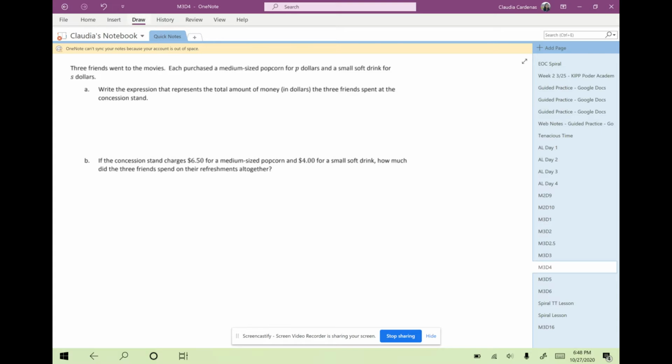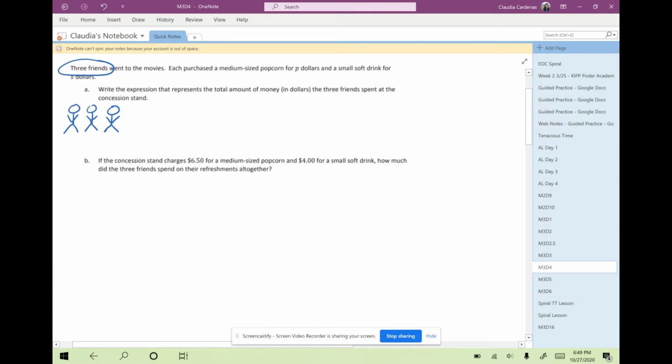So now that we have created a mental movie with our characters and the scene and the actions, let's go ahead and draw it out. So we see that three friends went to the movies. So I'm going to start by drawing the three friends, right? So they're going to the movies.